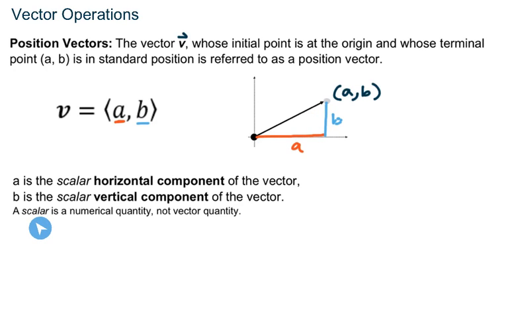Scalar shouldn't be a new word to you, but a scalar just means a numerical quantity, right? Not a vector. So a vector has magnitude and direction. A scalar is just a number that we are, say, multiplying by. So another term for a position vector could be a vector in component form.